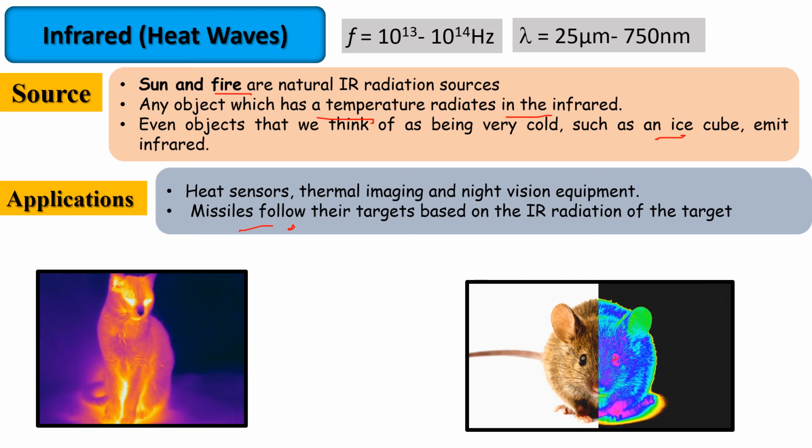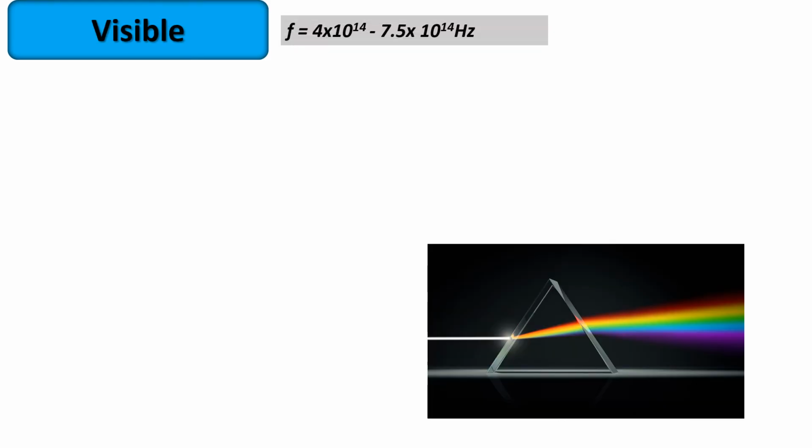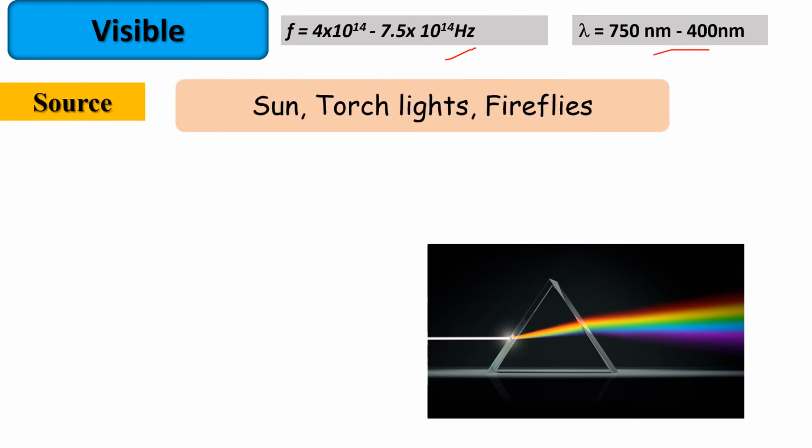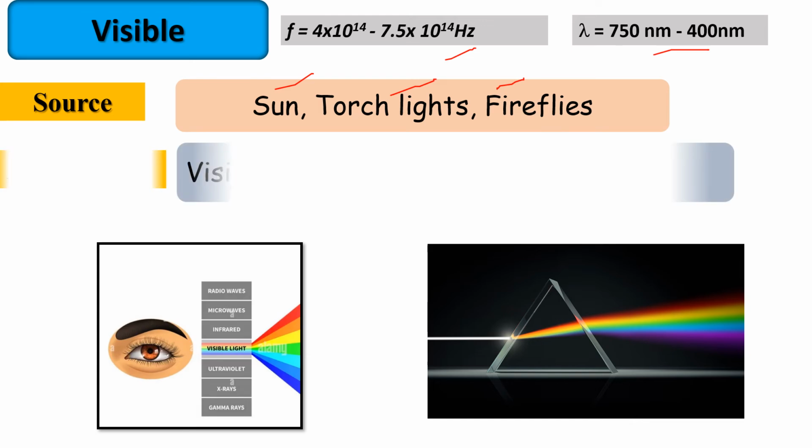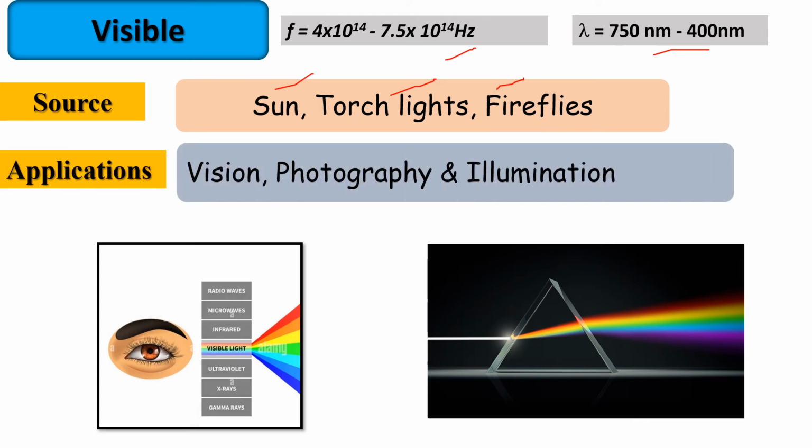Then is the visible, where the frequency is still higher, 4 into 10 to the power 14 hertz to 7.5 into 10 to the power 14 hertz, and lambda is now decreasing, so 750 nanometers to 400 nanometers. Visible, so obviously the main sources are the sun, torchlight, fireflies, and the application obviously is to see, photography and illumination. Next is the ultraviolet.